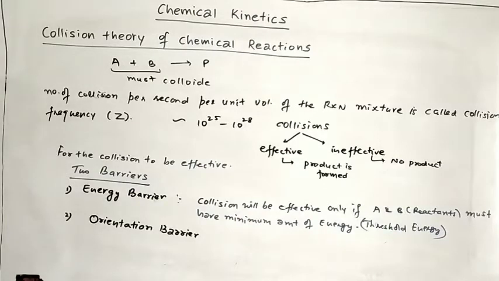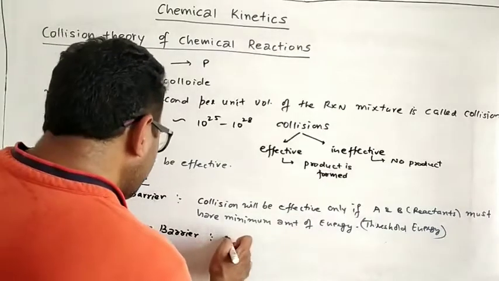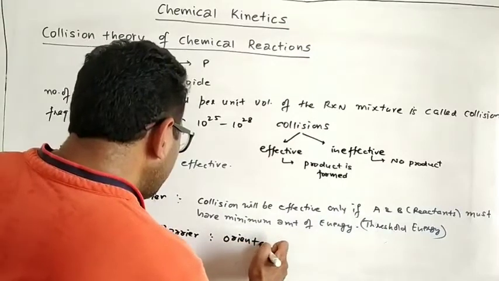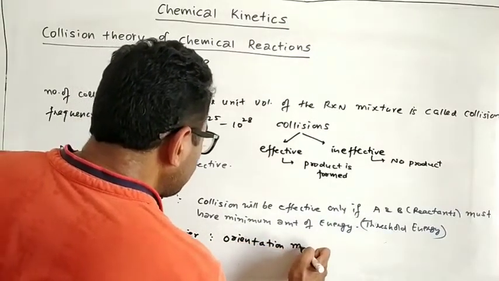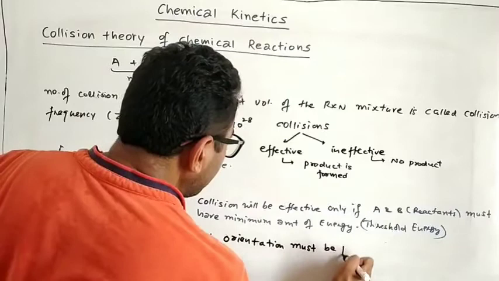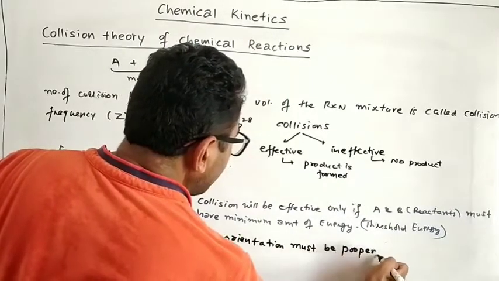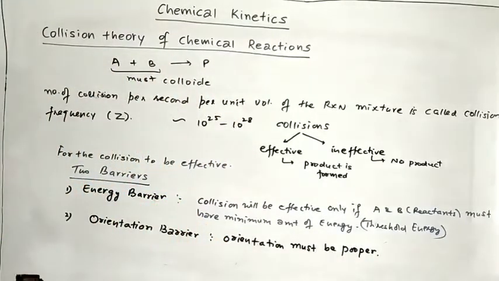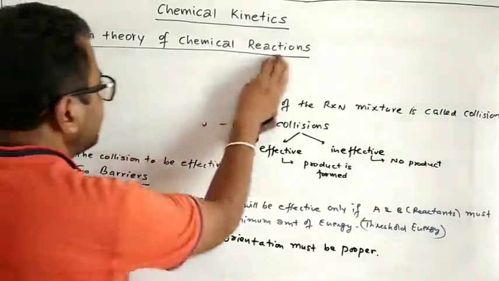दूसरा है हमारा orientation. Orientation में क्या आता है कि जब भी collision हो, the molecules must be oriented in a particular way. Orientation must be proper. अगर proper orientation होगी तो product बनेगा, अदरवाइज नहीं. कैसे, इसकी मैं example ले रहा हूं.